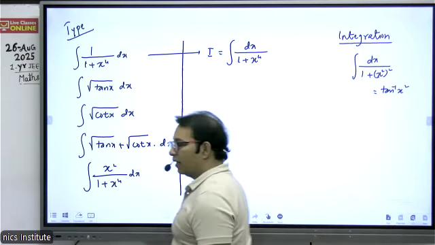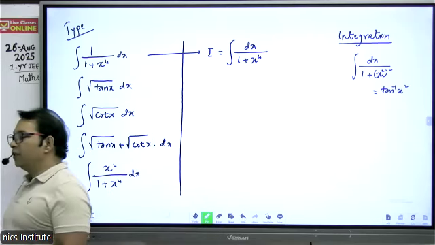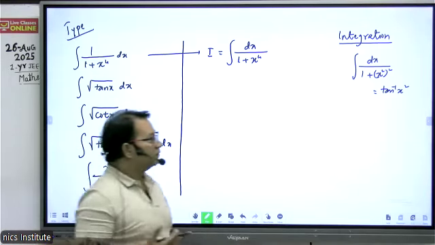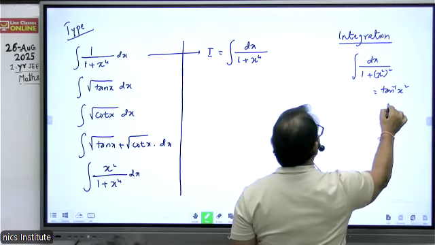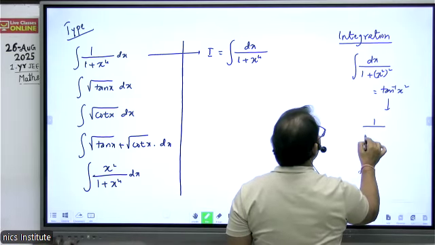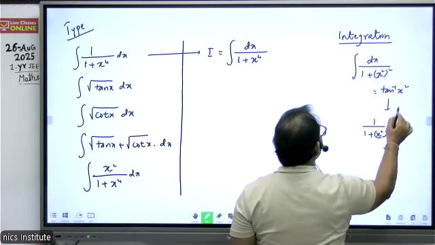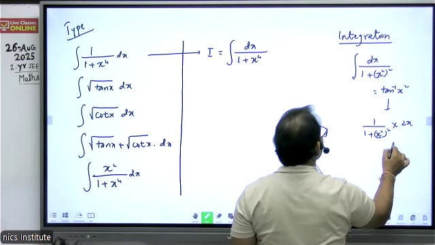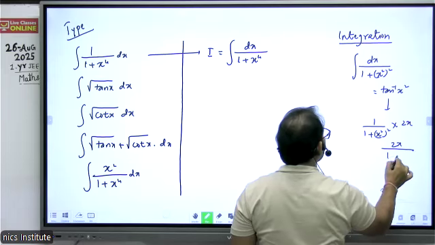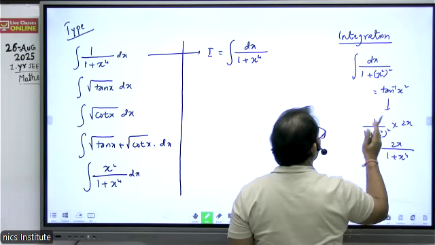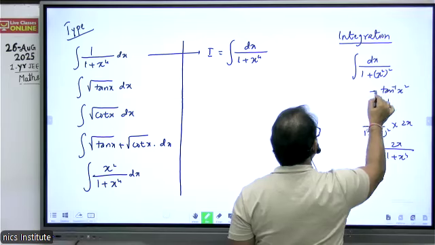But this is not correct. If you differentiate tan inverse x square, its derivative would be 1 over 1 plus x square to the power 2 into derivative of x square, which is 2x. Its derivative would be this. So this is not correct.